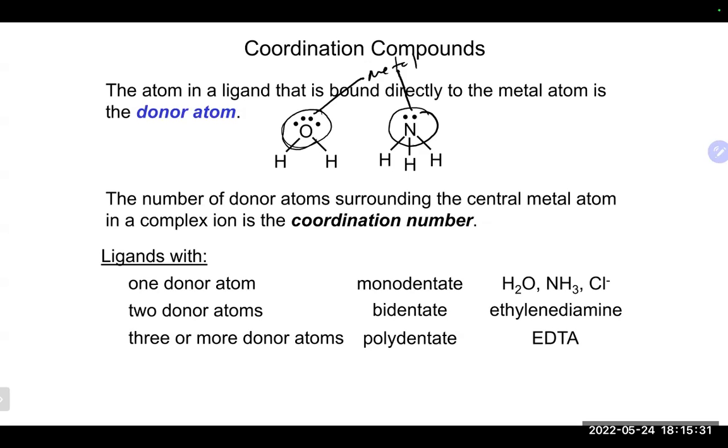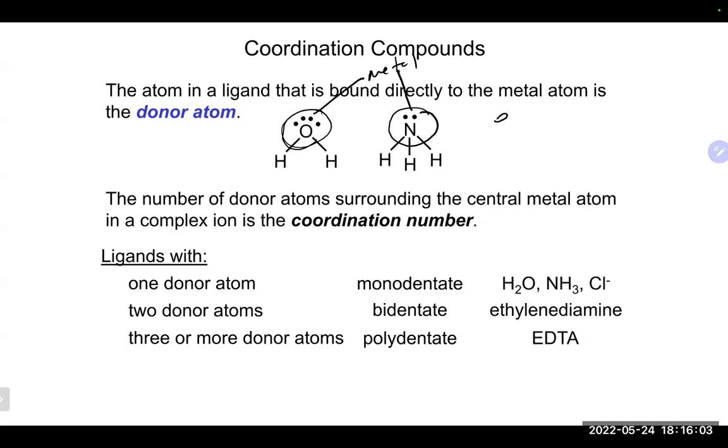Not all ligands are the same in terms of how they bind. There are some, as we see on the bottom there, which are referred to as monodentate. Some books call it unidentate. That basically means that for every molecule or atom that's there, only one atom binds in. So in the case of water, it's just the oxygen that's binding to the metal. In the case of ammonia, it's just the nitrogen that is binding to the metal.